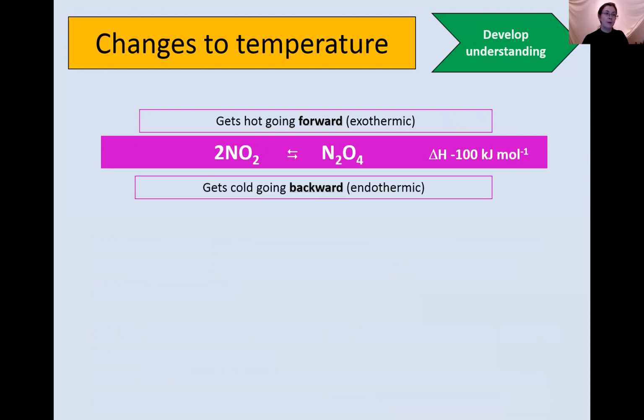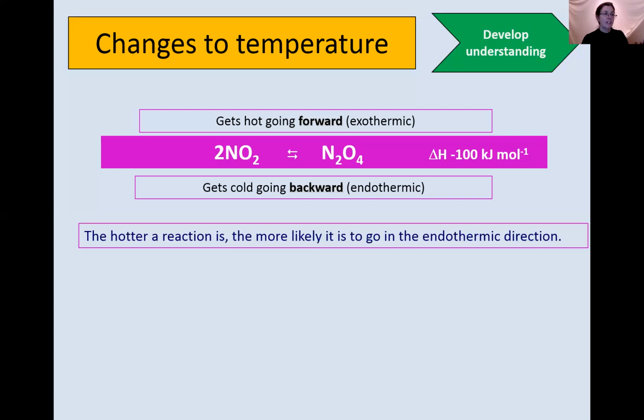If it goes in the backwards direction, it starts to get cold. The energy starts to be absorbed in order to break up the dinitrogen tetroxide and decompose it back to its starting materials. So that will feel cool. If it's going in the backwards direction, it will feel cooler to the touch.